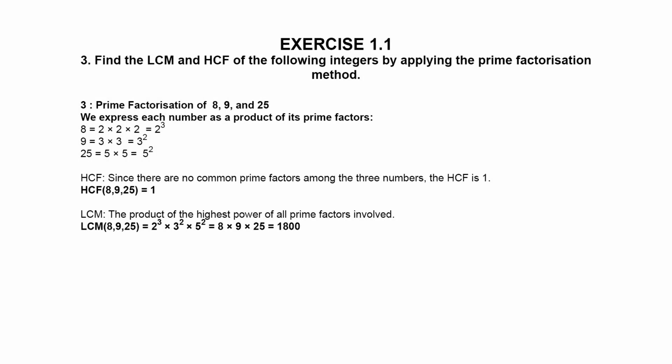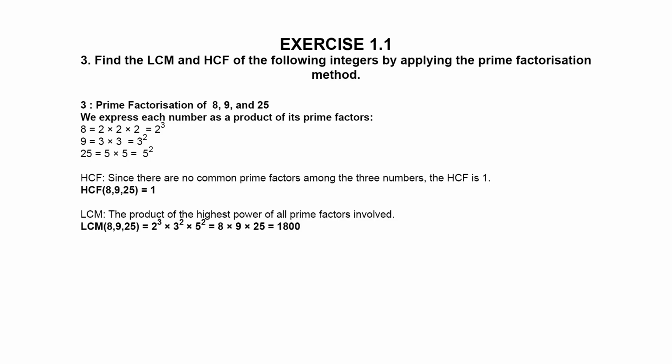Problem 3. Prime factorization of 8, 9, and 25. We express each number as a product of its prime factors. 8 is equal to 2 into 2 into 2, which is 2 cube. 9 is equal to 3 into 3, which is 3 square. 25 is equal to 5 into 5, which is 5 square.